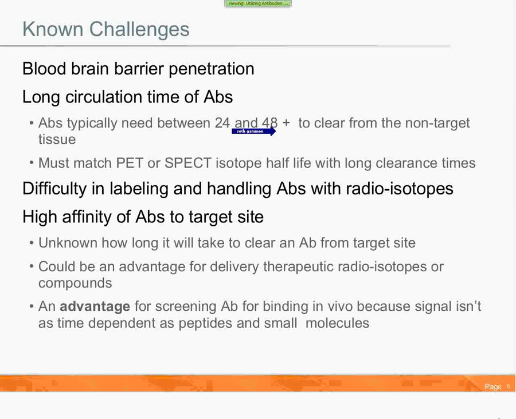However, this could very well be an advantage for screening antibodies, whether they're therapeutic or imaging antibodies, in vivo, because your bound signal isn't as time-dependent as with peptides or small molecules. Thus, as you'll see in the protocol later, if you're off on your imaging protocol by a couple of minutes either way, it really won't matter because the antibody is bound very tightly to your target site.